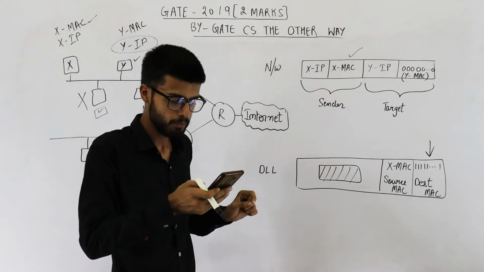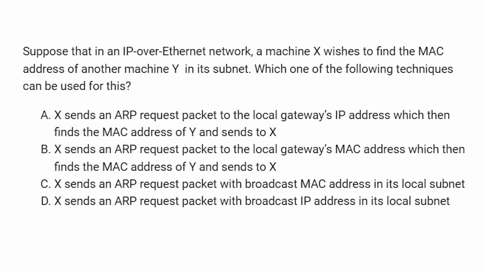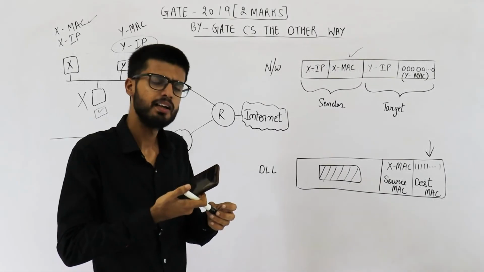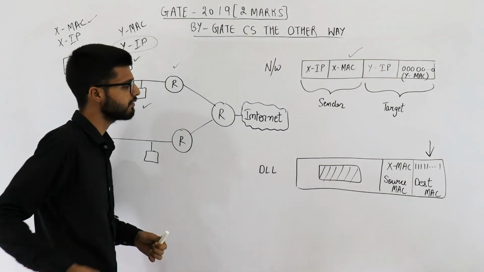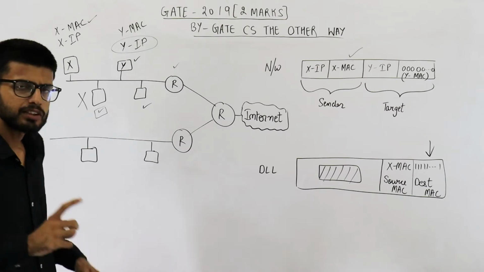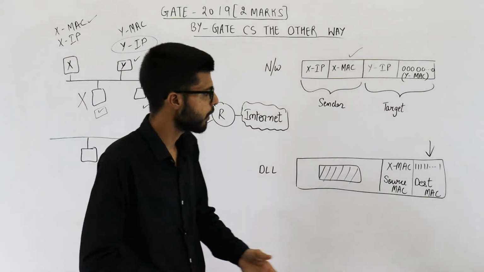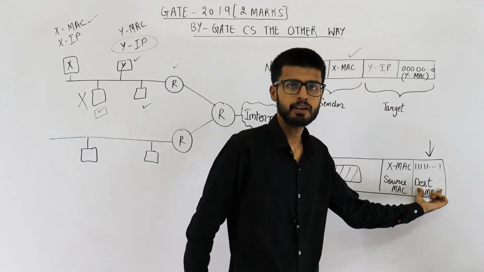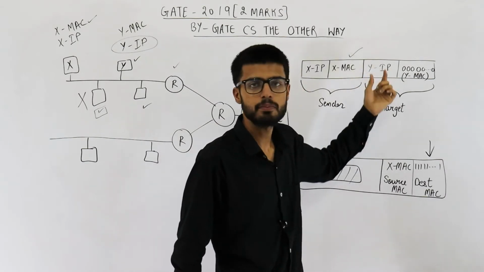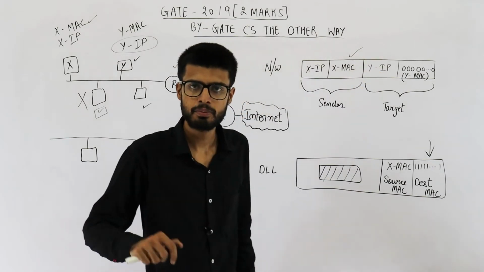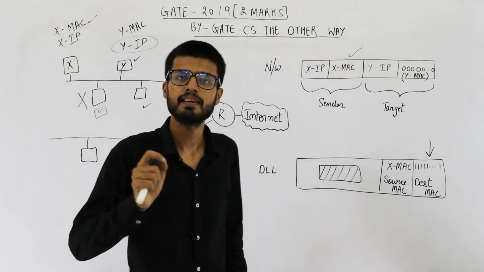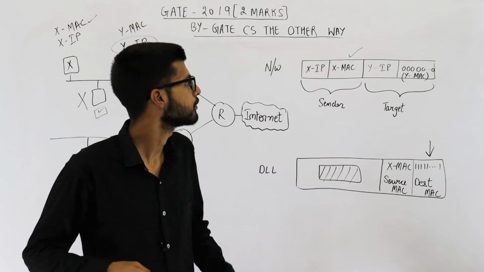Okay. And option D says X sends an ARP request packet with broadcast IP address in its local subnet. No, this is false. This won't work. Some of you might think that option D is true. But have a look. X will send a message with broadcast MAC address. It cannot use broadcast IP address, because if X uses broadcast IP address, that means X tries to broadcast at network layer. Let's see what will happen.